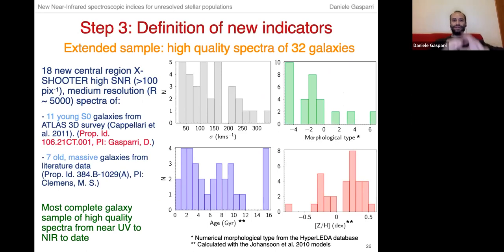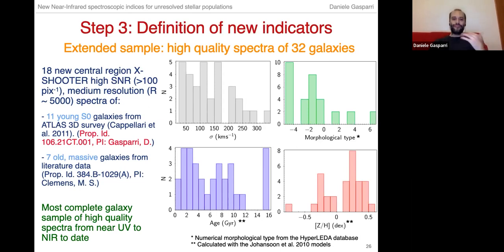You can see here the distribution in sigma, in morphological type, in age, and metallicity. All these new galaxies were observed, or we retrieved the spectra in literature with X-shooter, with the same constraint of the preliminary 14 galaxy sample. So now we have 32 galaxy spectra. Remember, only the central region of the galaxies.